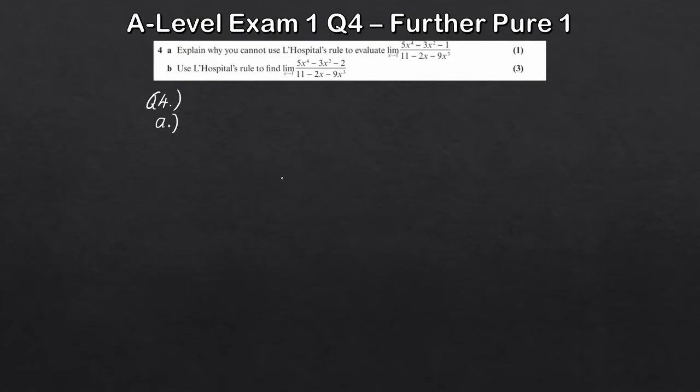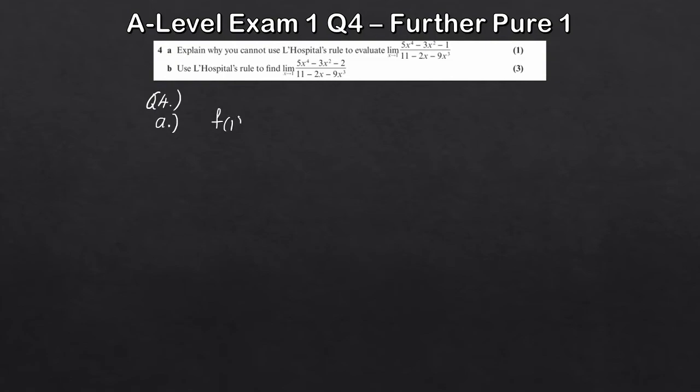The first part, for 1 mark, asks us to explain why we can't use L'Hopital's rule to evaluate the limit currently as it's given in part A. So take a look at it. Hopefully you can spot why, but if not, let's have a look. The first thing I always do is split this up into 2 functions. So my f of x is my numerator. We've got the limit as x tends to 1, so we're going to sub x equals 1 in and see what happens.